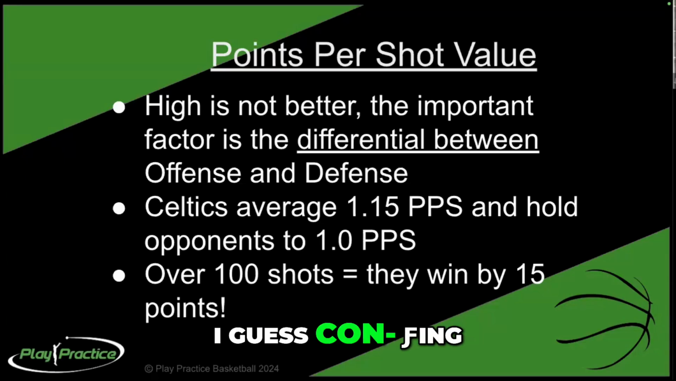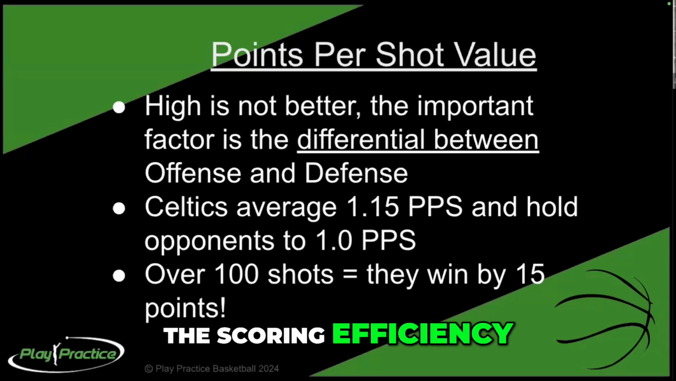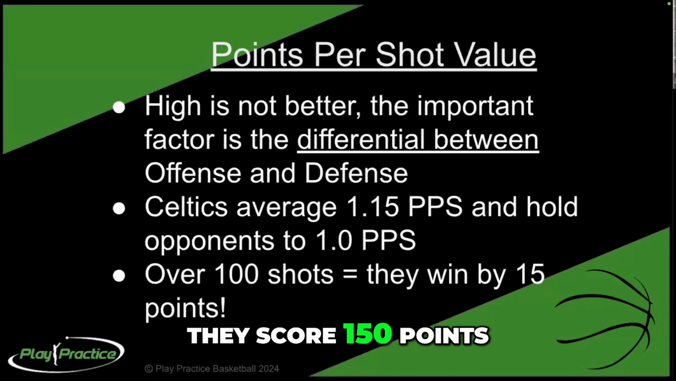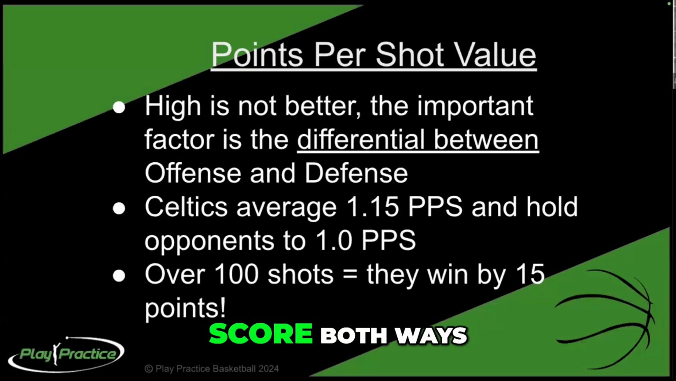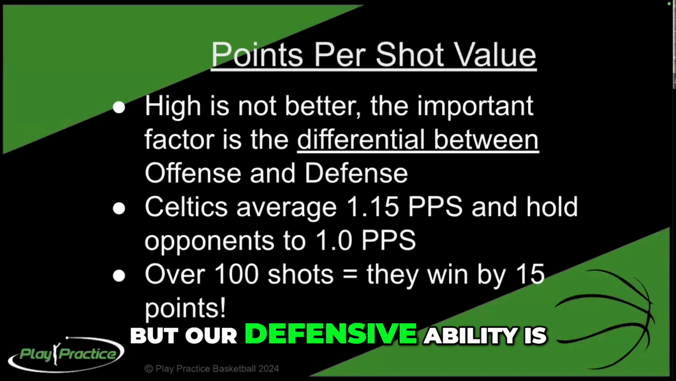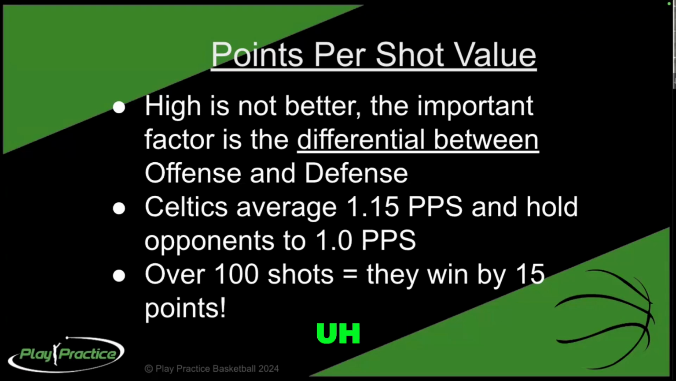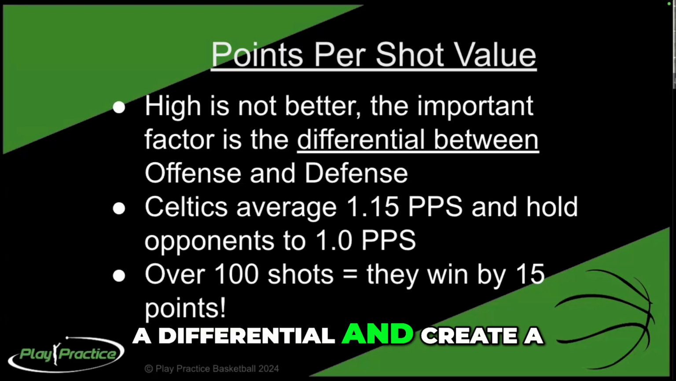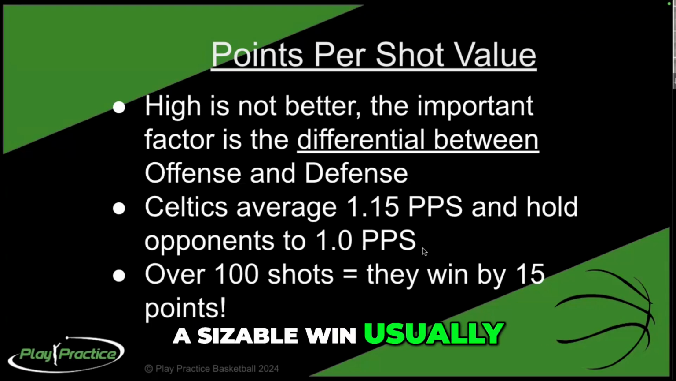So I guess contrasting that with the NBA All-Star game where they're doing all the scoring efficiency, right? They score 150 points, but nobody's playing defense, and so it's usually a close game. It's just like we score both ways, no defense happens, our efficiency's off the charts, but our defensive ability is not there to create a differential and create a sizable win usually.